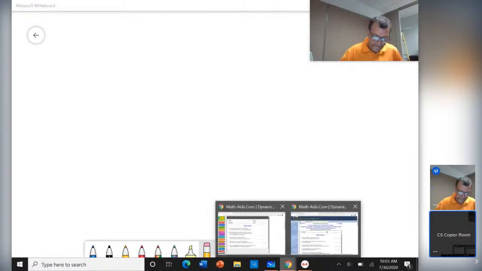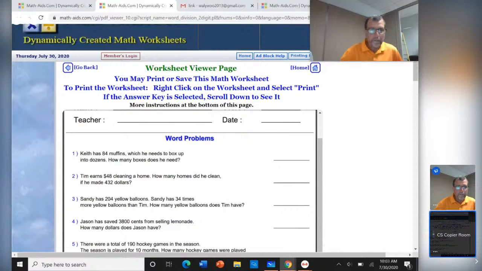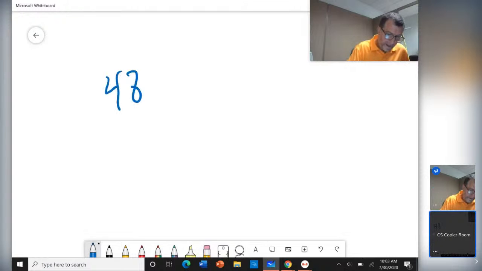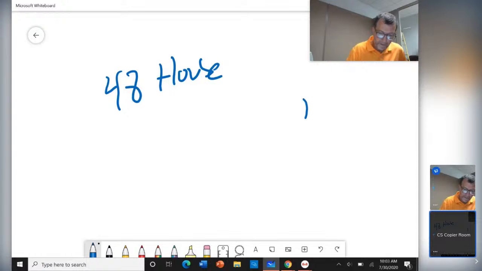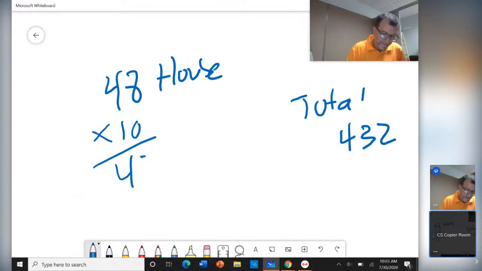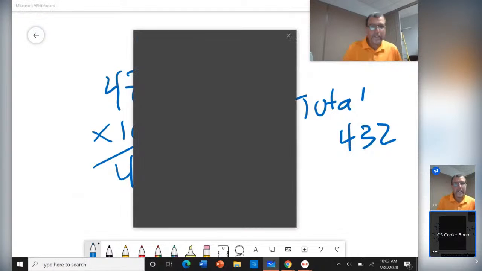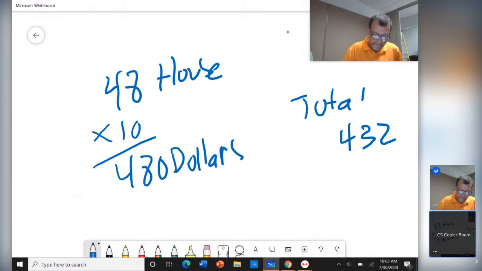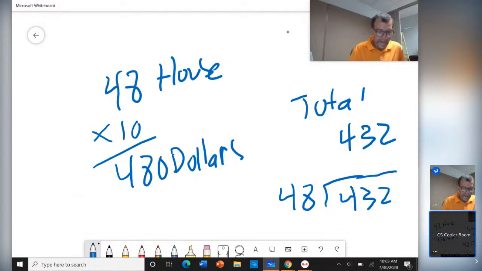Once again, let's look at that real quick. So 48 and 432 are our numbers. So he makes $48 a house, and his total is 432. Okay. So one thing you might just want to look at, say he cleaned 10 houses. If we just multiply this times 10, that would be $480. Just to give you a ballpark figure. But he only makes 432. So what we're going to do is 48 into 432. So if we know 10 equals 480, I'm going to go probably one less and try 9.